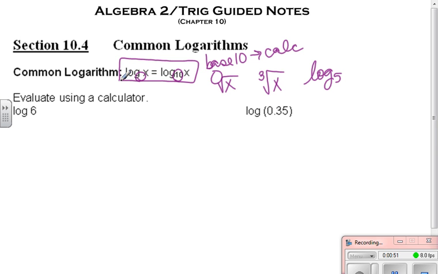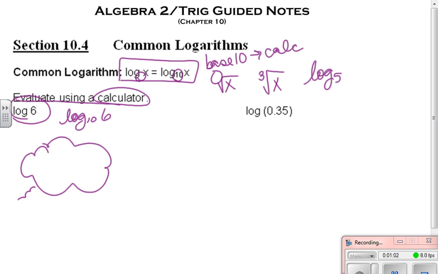So simplest form, evaluate using your calculator. So log of 6. So really we're talking about log base 10 of 6. And I think it's really helpful to think about, what does this mean? This means 10 to some power is 6. When you think about what that means, it helps you think about what is the reasonable answer I should be getting. If I'm taking 10 and I'm trying to make it a smaller number, that means that my exponent has to be less than 0.